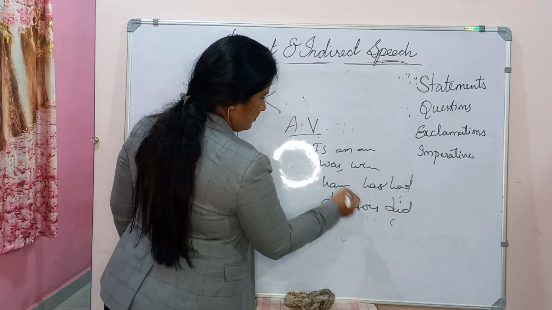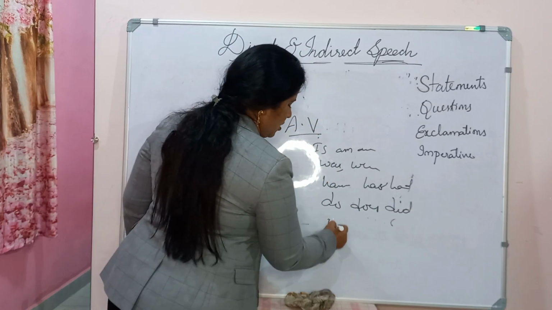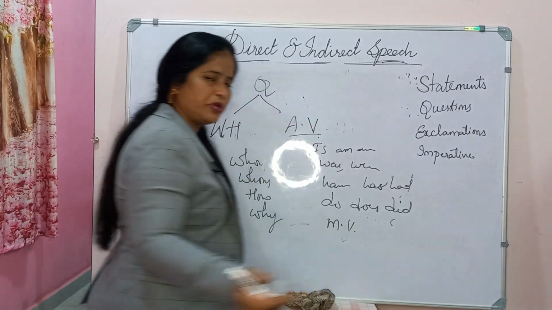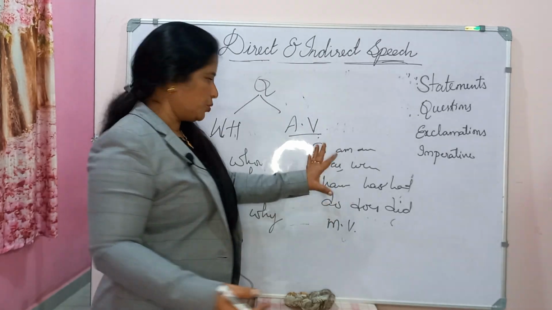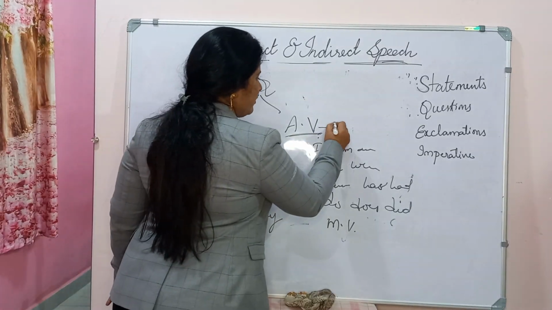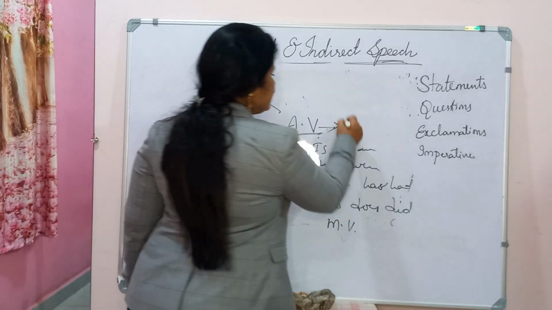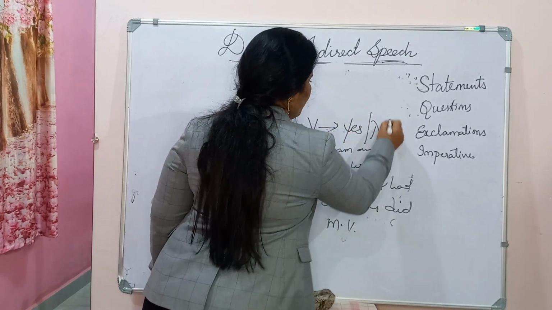Then what else do we have? All the modal verbs like will, would, shall, should, can, could, may, might. So with these we can make questions. Whenever you make a question with this auxiliary verb, what is the answer? It is either yes or no.